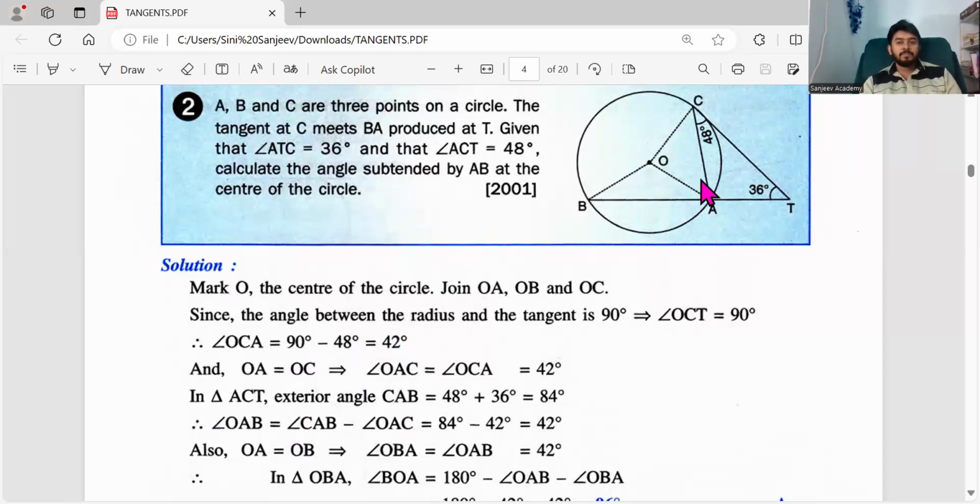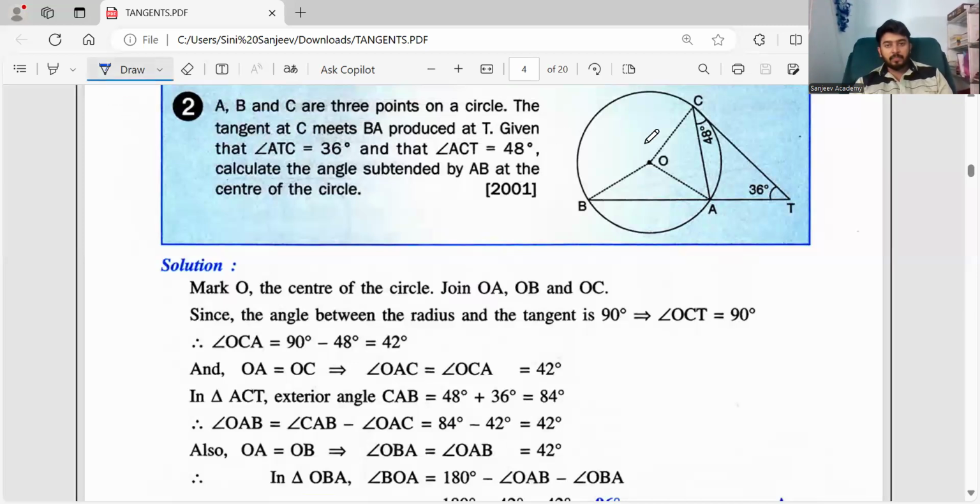Angles opposite to the equal sides of an isosceles triangle are equal. So 42 degree I'll be getting at OC and OA respectively. So once I mark here 42, I'll just mark it here. This is my 42. This is also my 42.